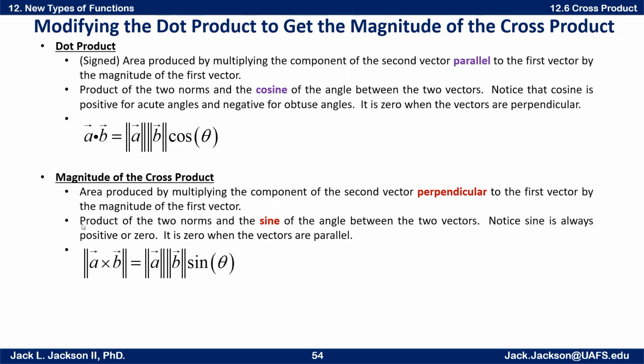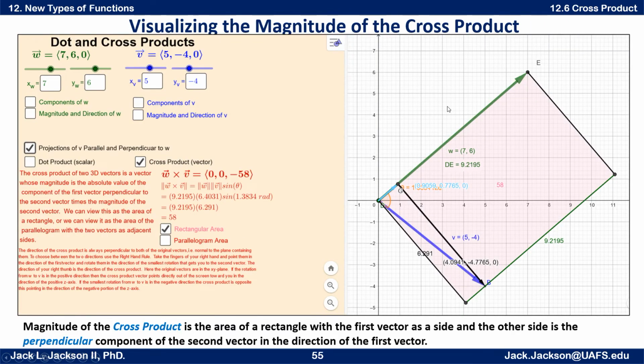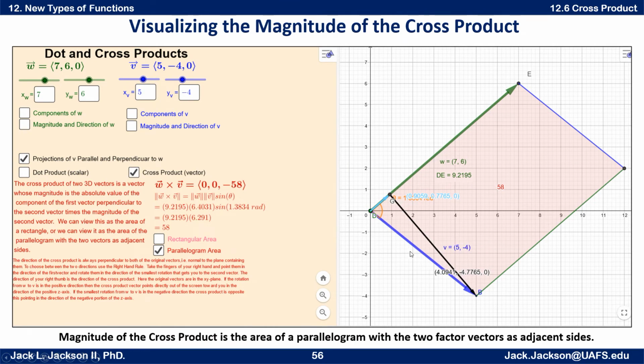Okay, continuing on, we'll look at the slides here. Here's another static picture from the dot product cross product thing that we were looking at again. Again, the magnitude of the cross product is the area of a rectangle with the first vector as a side here, and the other side being the perpendicular component of the second vector projected onto this one here, which is this black one. Of course, it's also, as we saw, a parallelogram area, which I'll show you in the next slide. It's the area of that parallelogram with the two vectors as the sides.